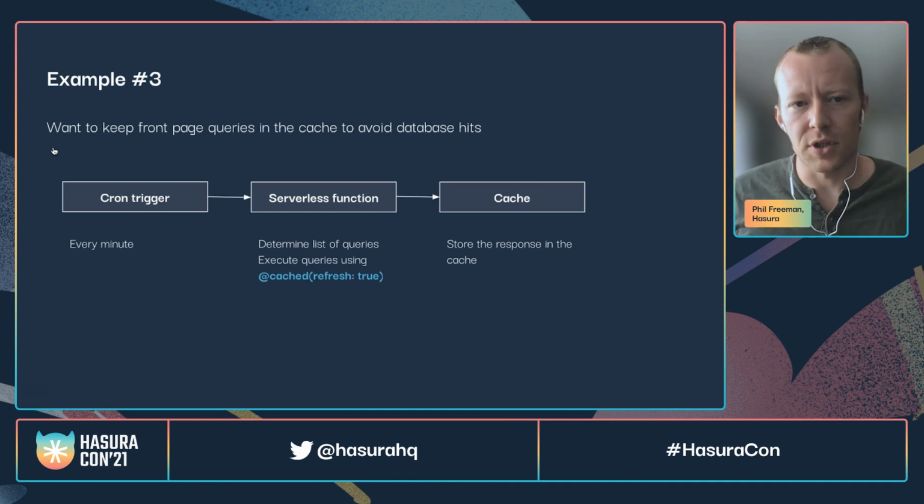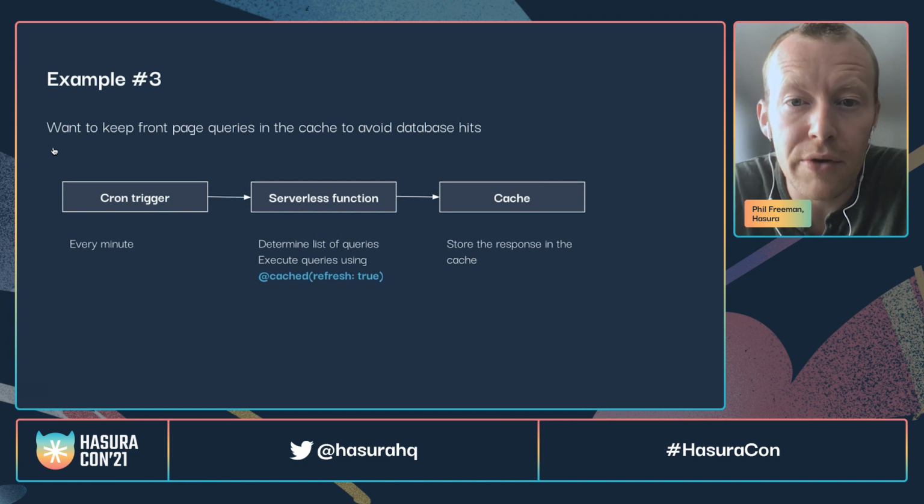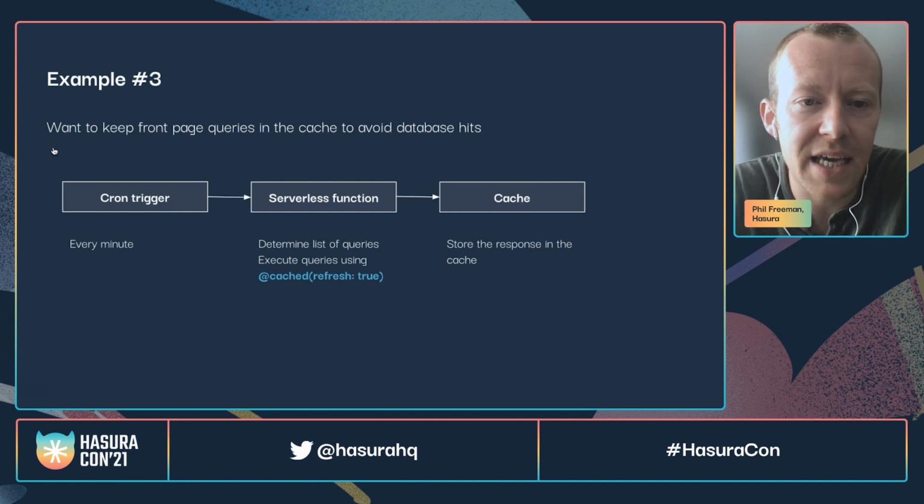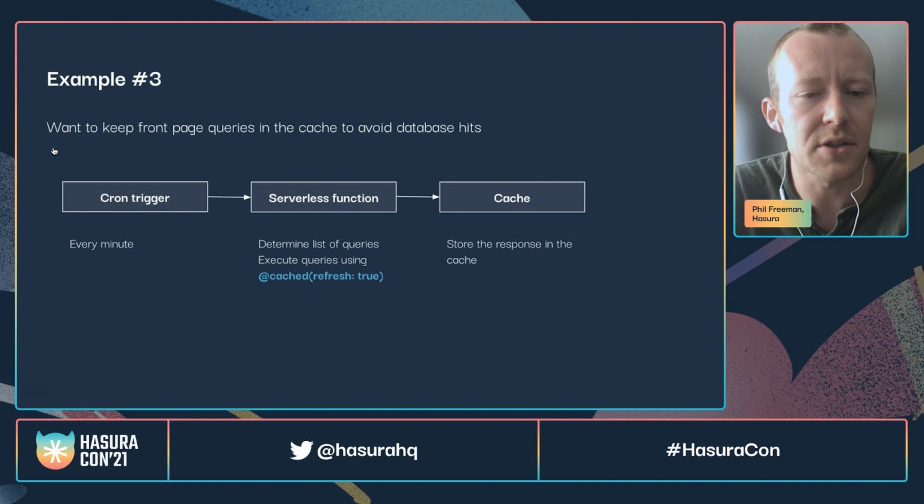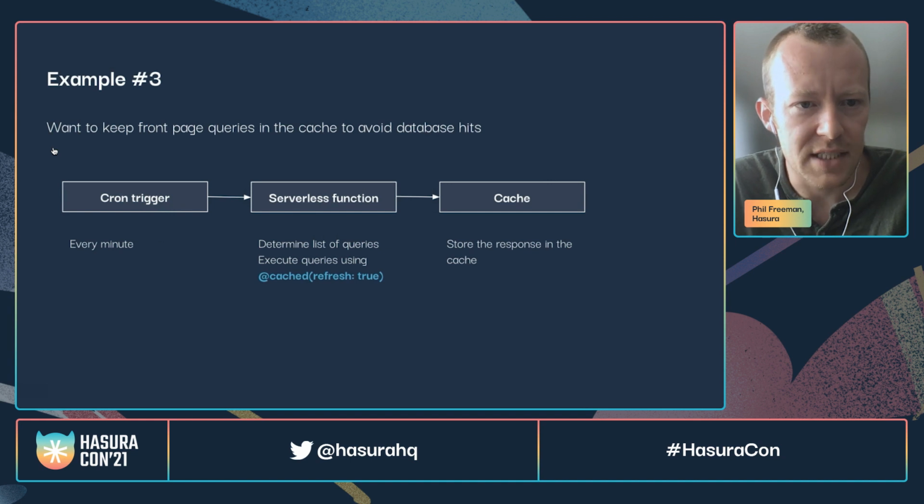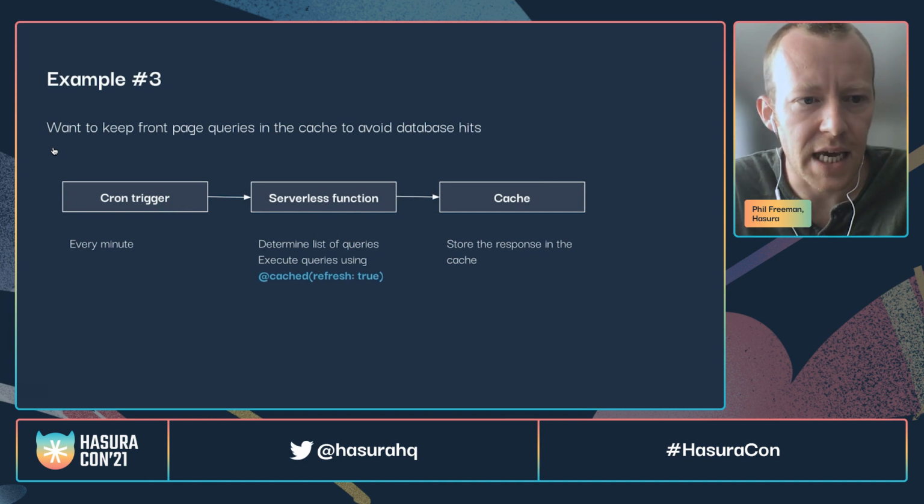And the third case for automation is where we have a set of crucial queries whose responses need to be kept up to date in the cache. So you might imagine, let's say, a news website, and the query is fetching the data for the front page, which is going to be hit very often. So in this case, we can set up a cron trigger in Hasura, which fires every minute, let's say, and again, delegate to a serverless function that we host, which is going to refresh the data in the cache.